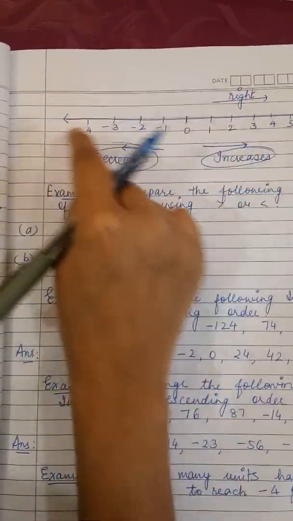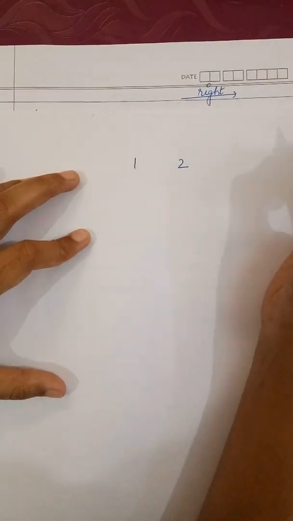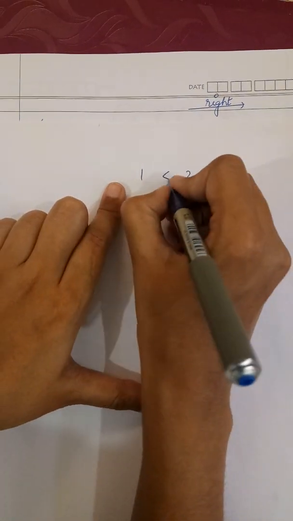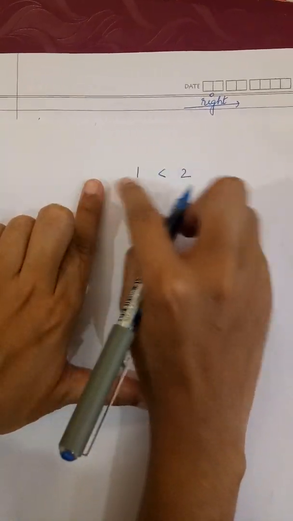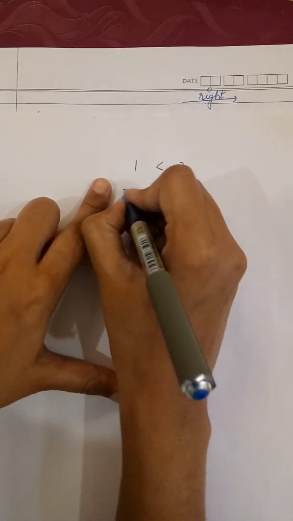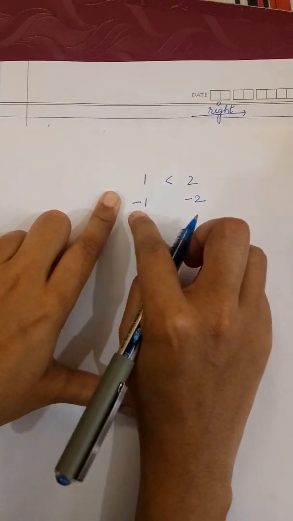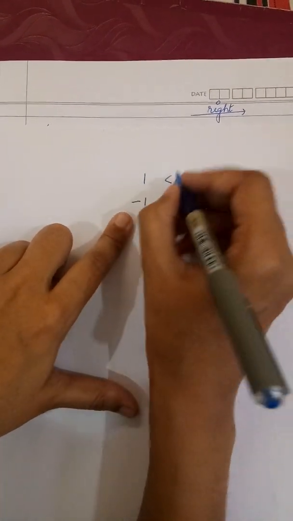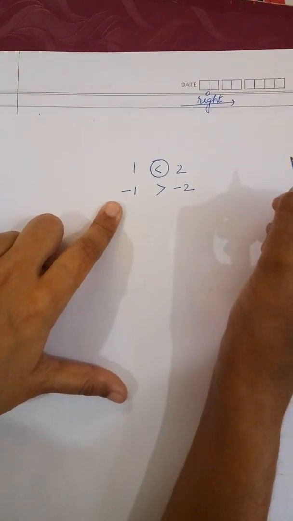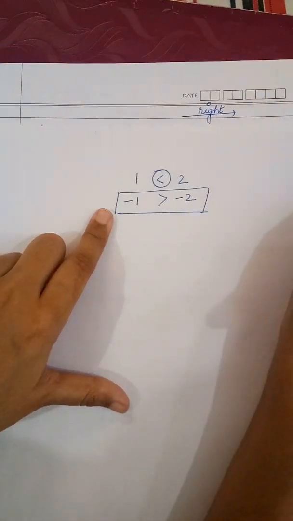Now what is the meaning of this? Let me firstly explain you. I am taking between 1 and 2. Now between 1 and 2, which one is the greater? 2. So 1 is less than 2, so I have placed here the sign of less than. Okay, now what I am going to do is I am going to place the sign of minus in both. The moment I place the sign of minus in both, this sign is going to change the direction. It will be like this. Now this means that minus 1 is greater than minus 2.